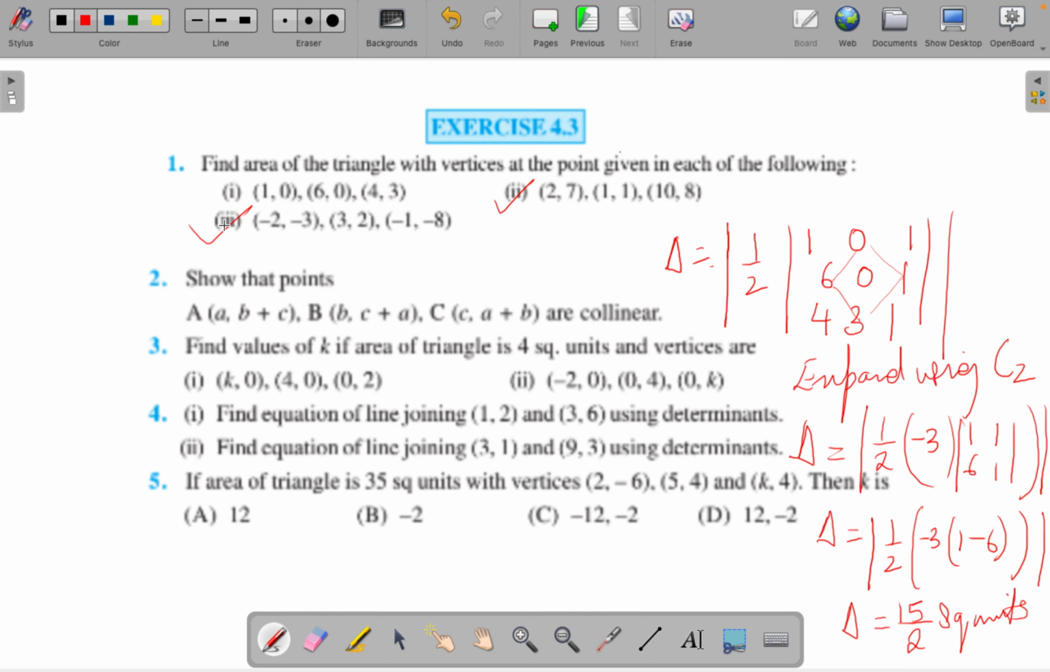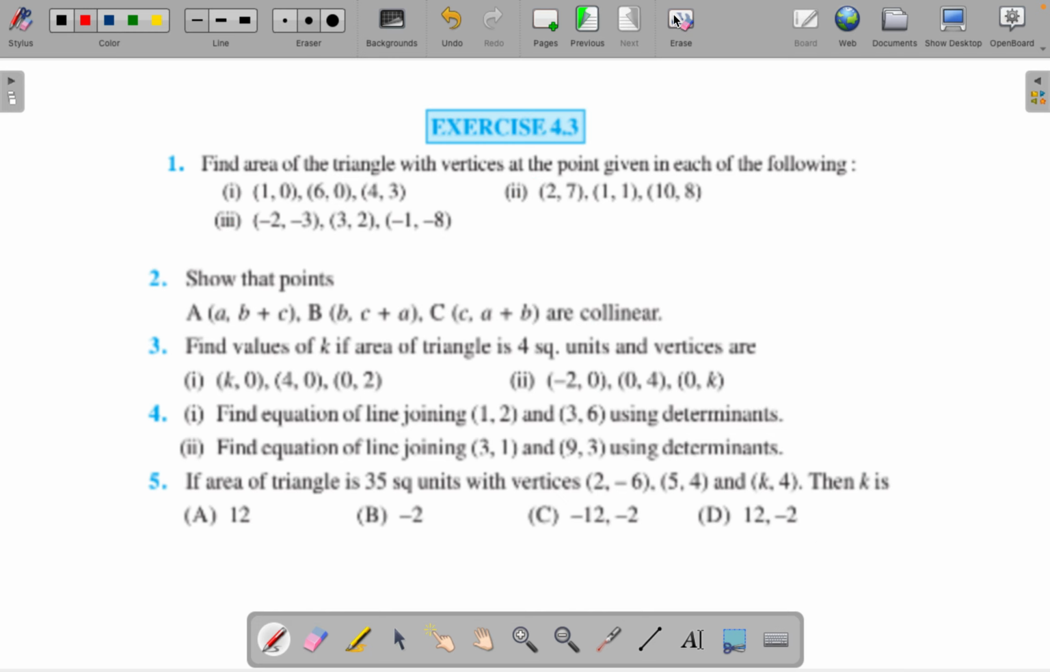Okay. In question number 2, what do you have to do? Question number 2: show that these points are collinear. Since, children, the second exercise we haven't done, I can't tell you the shortcut here. I don't know whether the second exercise will be in the syllabus or not, but if it is not there in the syllabus, then we just have to open this.